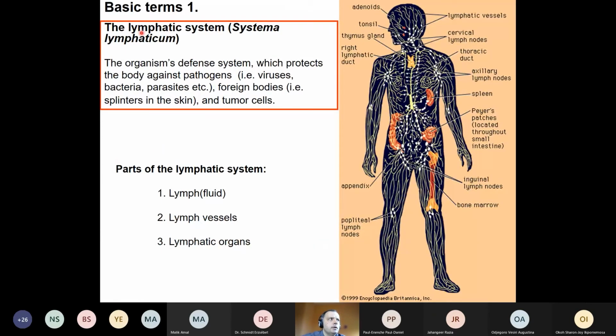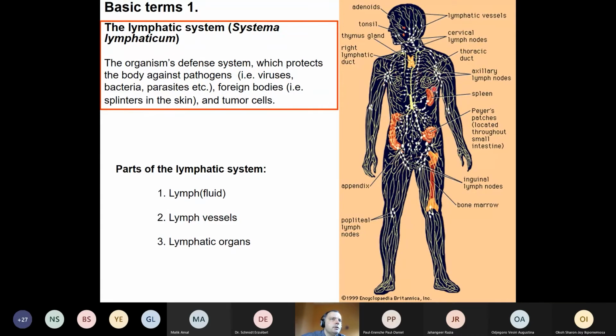I just define it now: the lymphatic system is a defense system that should protect the body against possible pathogens, viruses, bacteria, parasites, and sometimes even foreign bodies or even cancer cells should be eliminated by the lymphatic system. It has many parts, and what I would like to talk about today is more briefly the lymph fluid. I will talk about lymph vessels, and I will talk about lymph nodes, which belong to the lymphatic organs already.